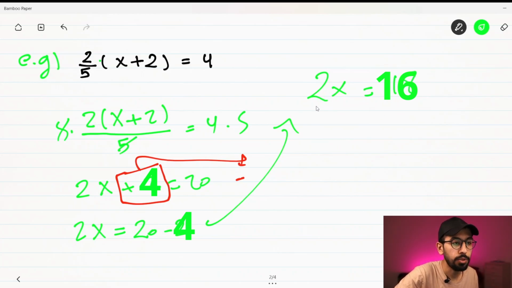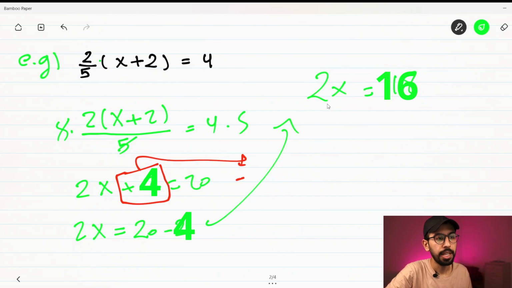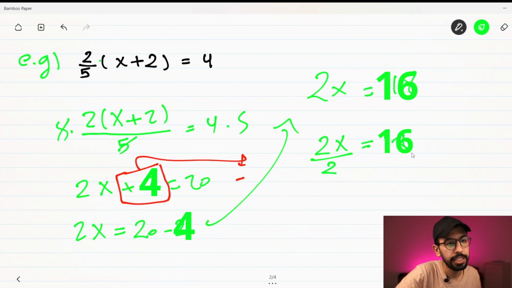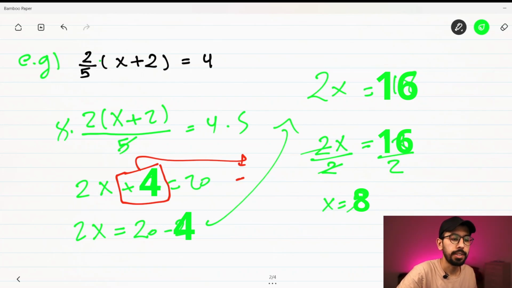Then we have 2 multiplied by x. In order to leave this x alone, we need to divide both sides of the equation by 2, and then the x will stay alone. The result will be 2x over 2 equals 18 over 2. This 2 will cancel this 2, and we just have x equals 18 over 2, which is 9. Our x equals 9.